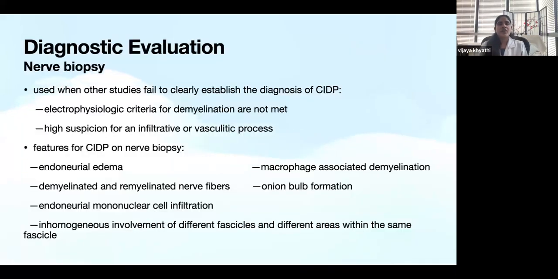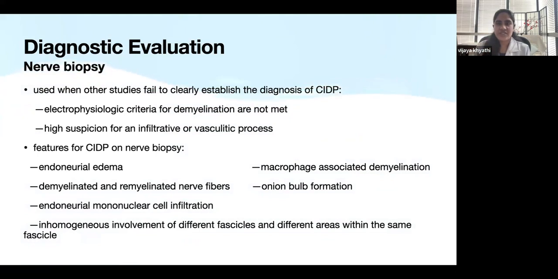Nerve biopsy. Nerve biopsy is usually done when all the other studies have failed to establish the diagnosis of CIDP, like if the electrodiagnostic criteria are not met, or if it is associated with other disease processes or vasculitic processes.